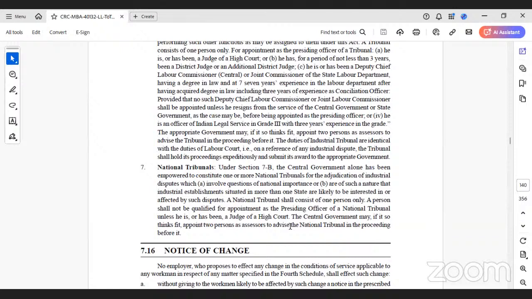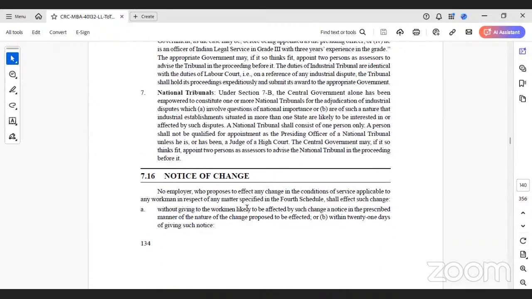Whatever the national importance is, the dispute is relating to the income or the harmony and the peace of the industries at the national level. Under such cases, the national tribunals will be constituted, and the case will be referred to them by the government.